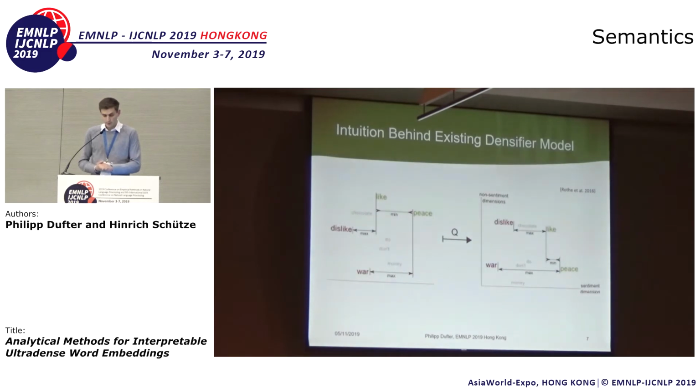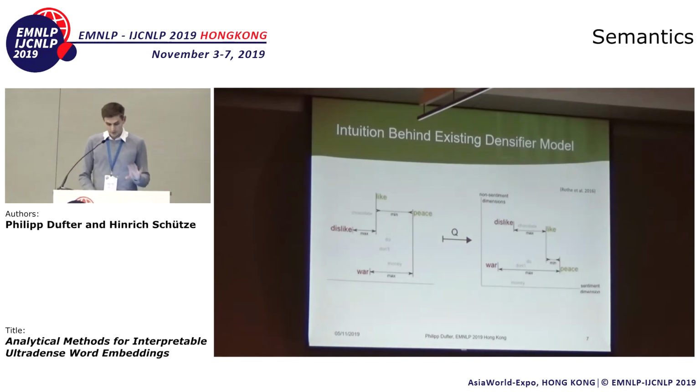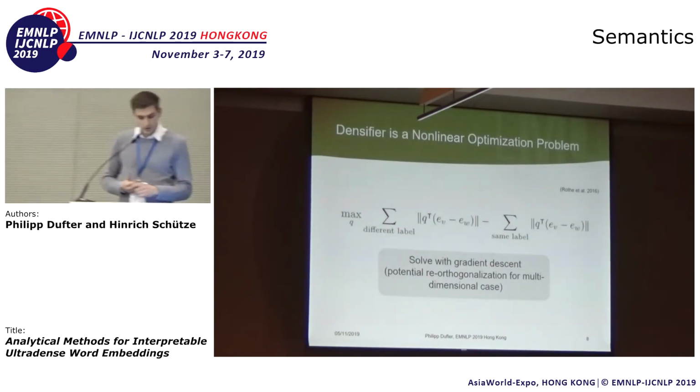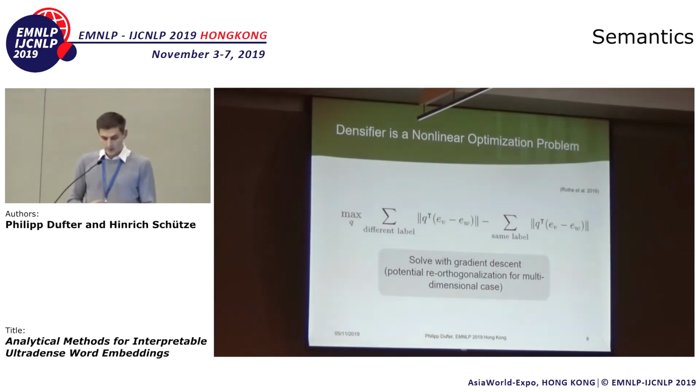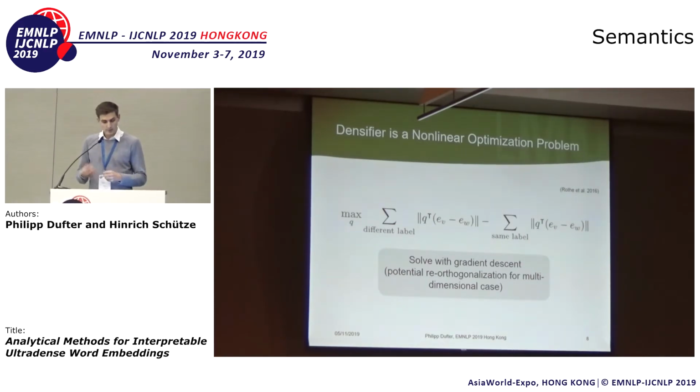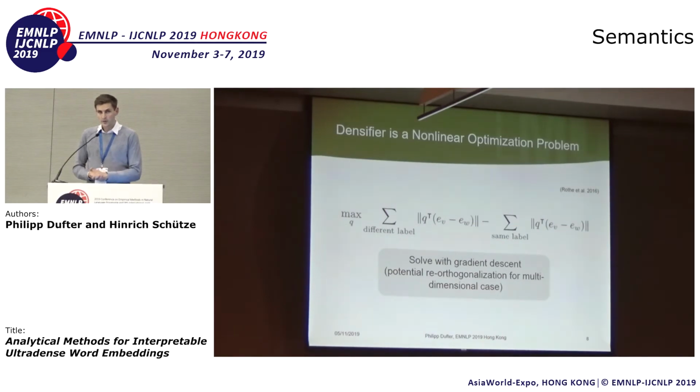Obviously, this idea is not new, so there exists a huge range of work in this area. One work we particularly focus on is the densifier model by Rothe et al., 2016. And the intuition is that you minimize the distance between words with the same label, for example, the same sentiment label, and you maximize the distance between words with different labels. And then you find your rotation matrix Q and get a modified space. The actual objective function, which is optimized by densifier, is shown here. It does exactly what I just said: maximizes the distance between words with different labels and minimizes the distance between words with the same label.